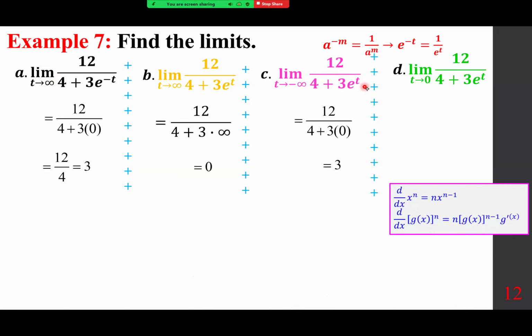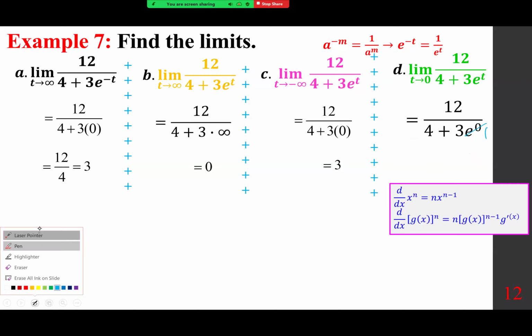In this case, if you let t be 0, you get e to the power of 0, which we should know is 1, and we get 12 over 4 plus 3, or 7. So it's good to compare and contrast all of those and see the changes.